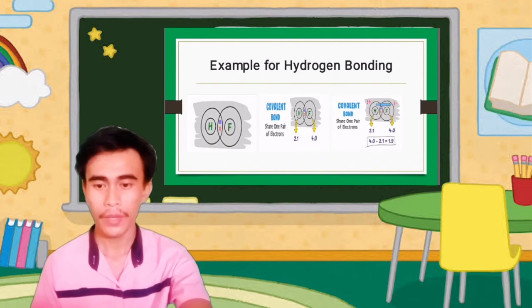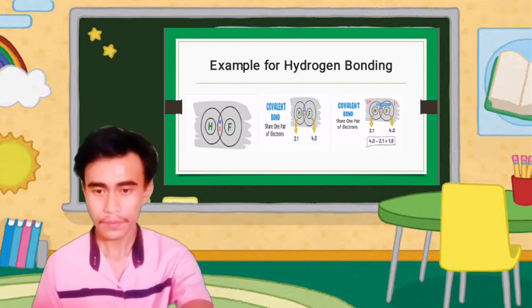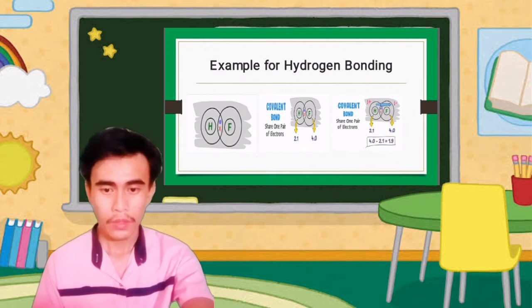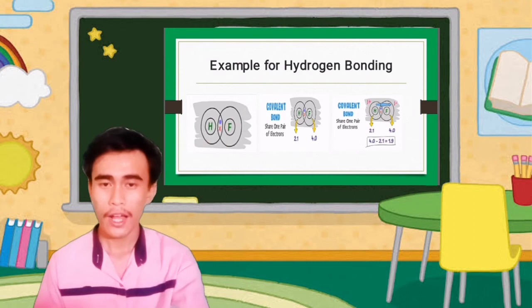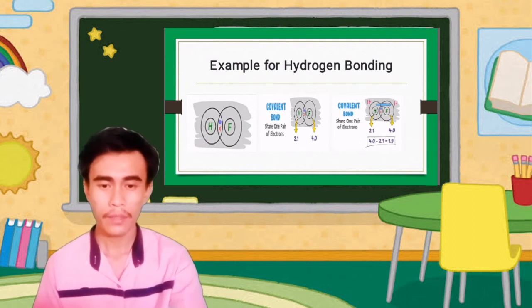So for example, we have hydrogen fluoride. There is the sharing of one pair of electrons. Since the electronegativity of our fluorine is 4.0 and our hydrogen is 2.1, the fluorine becomes the negative pole and the hydrogen is the positive pole.